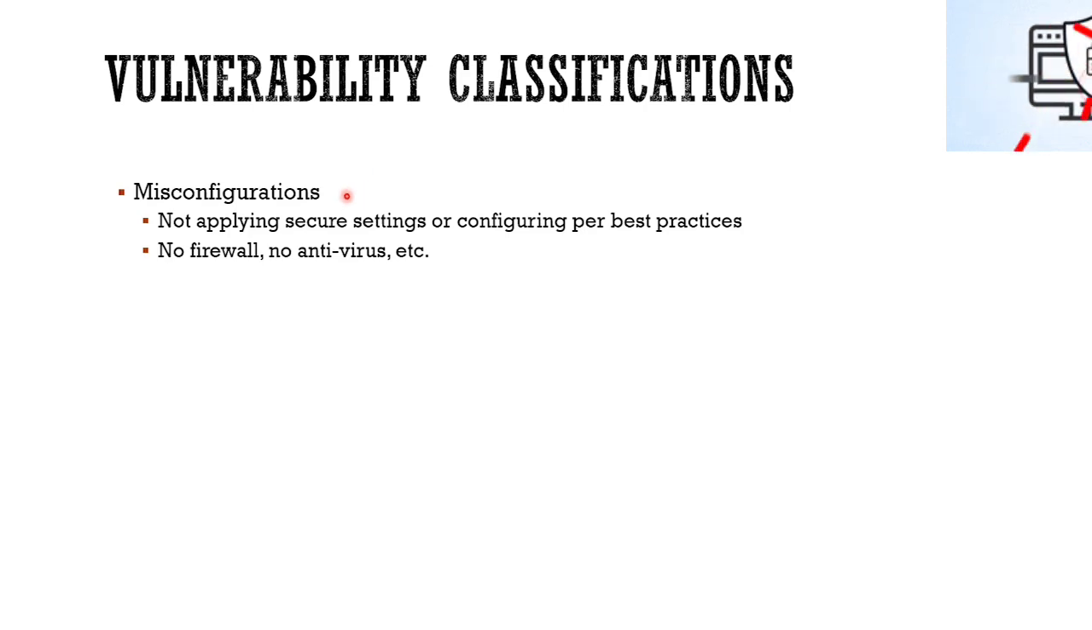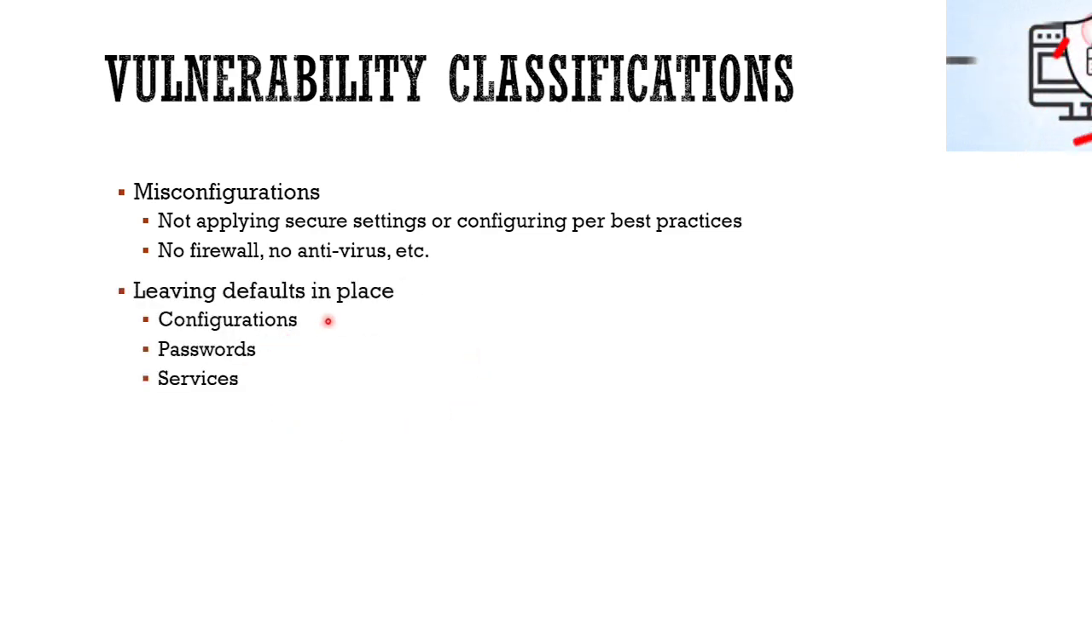Vulnerabilities have classifications. First, misconfigurations. I didn't configure this system properly. I didn't apply secure settings. I didn't configure per best practice. Didn't turn on antivirus. Or I left defaults in place, defaults that add vulnerability: default configurations, default services, default passwords.